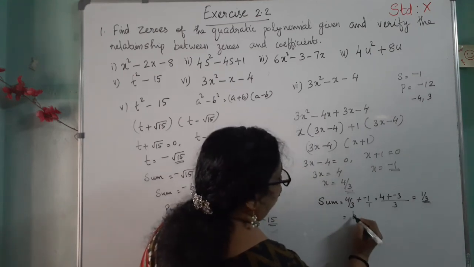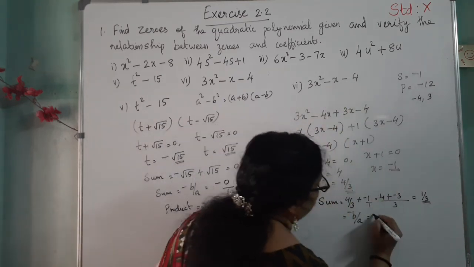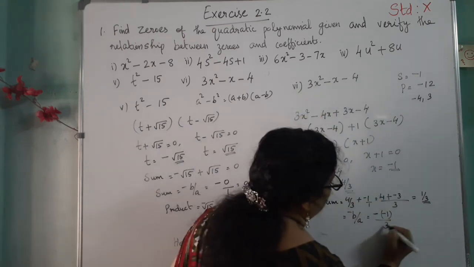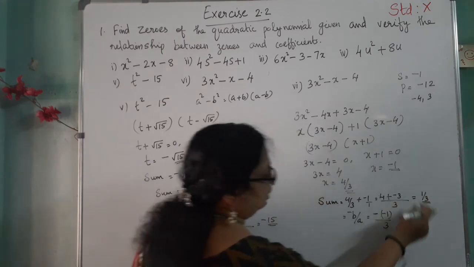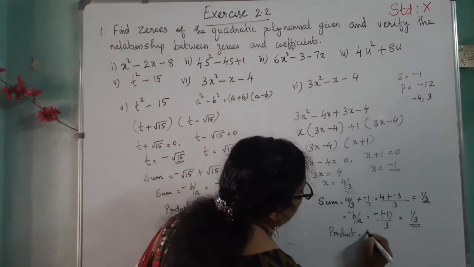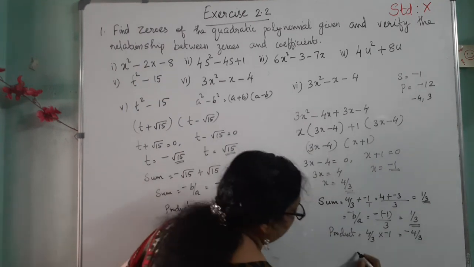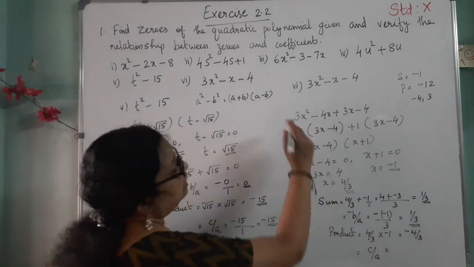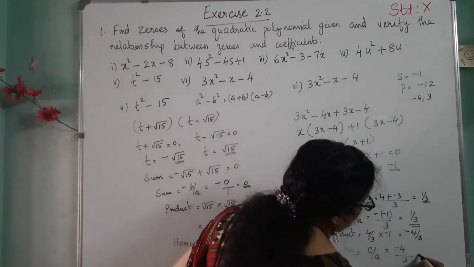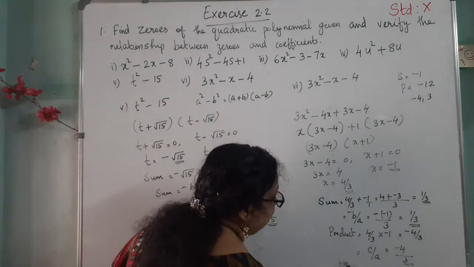Then sum is equal to minus b by a, that is minus coefficient of x. Here coefficient of x is minus 1, that is minus minus 1 divided by coefficient of x square is 3, that equal to 1 by 3. So both cases 1 by 3 we get sum. Then product equal to 4 by 3 into minus 1, which is equal to minus 4 by 3, which is equal to c by a, that is constant term. Here it is minus 4 and coefficient of x square is 3, minus 4 by 3. So both cases we get minus 4 by 3. So hence verified.